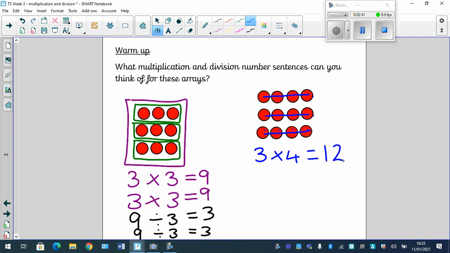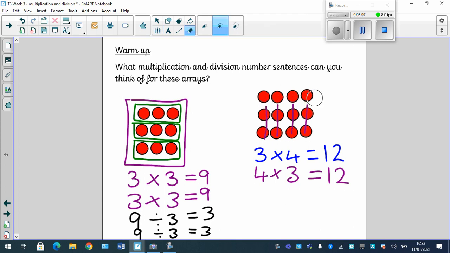Now then, if I look at this array, I can also see that I've got 4 columns. 1, 2, 3, 4, and in each column I've got 3, so we could say that that is 4 multiplied by 3, and we get the same answer, and it's 12. We call that commutative.